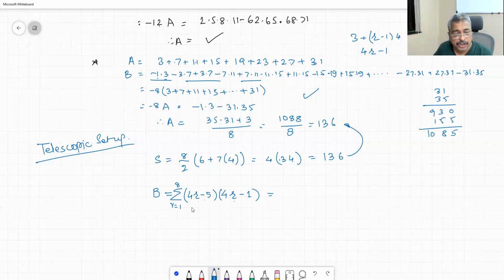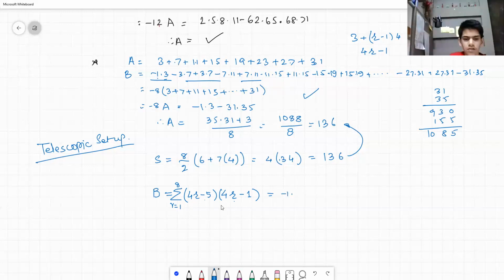Now let me decompose this. If I put r is equal to 1, will I get minus 1 into 3? Yes, sir.